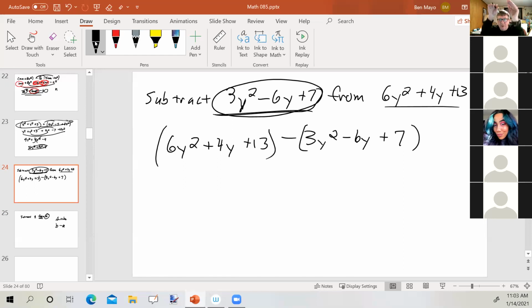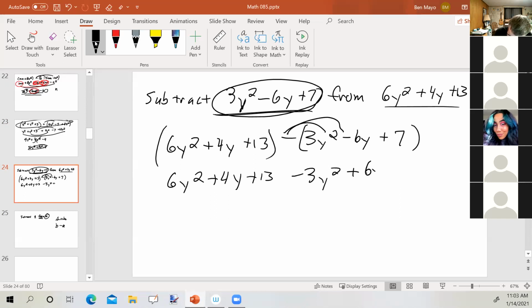So I've got to subtract all of that, which means ultimately I'm going to get 6y squared plus 4y plus 13 minus 3y squared minus times minus plus 6y minus 7. So even though it's not grouped up here, because of the way it's written, subtract that, you've got to quantify it when you subtract it and ultimately distribute the subtraction sign through each and every term.